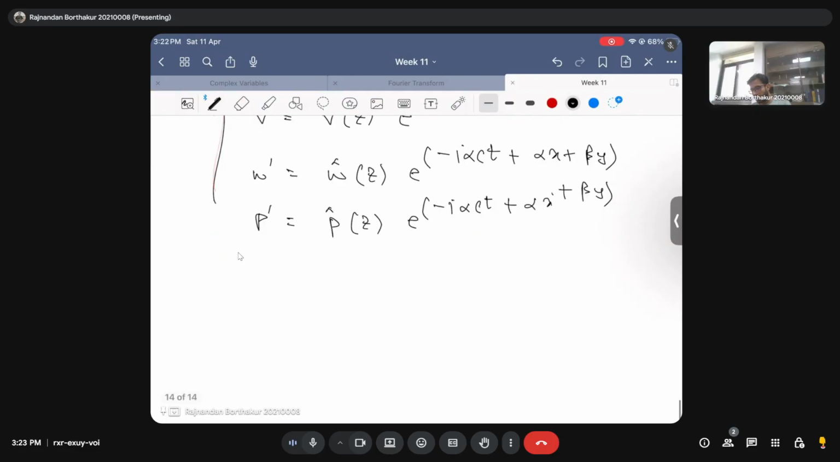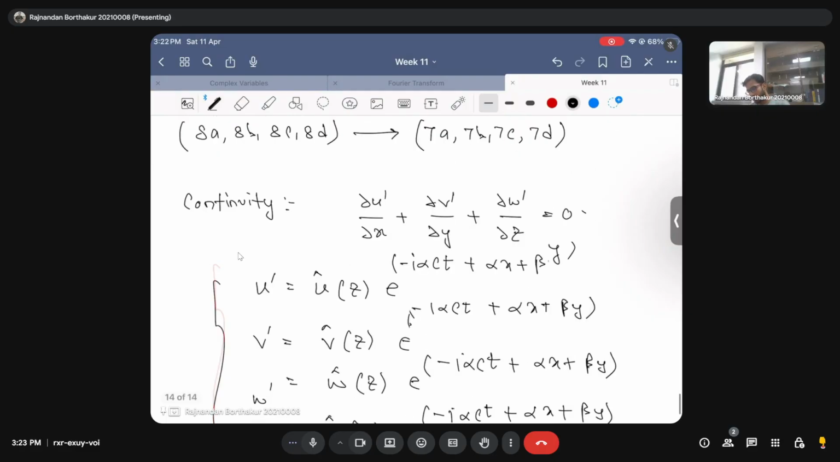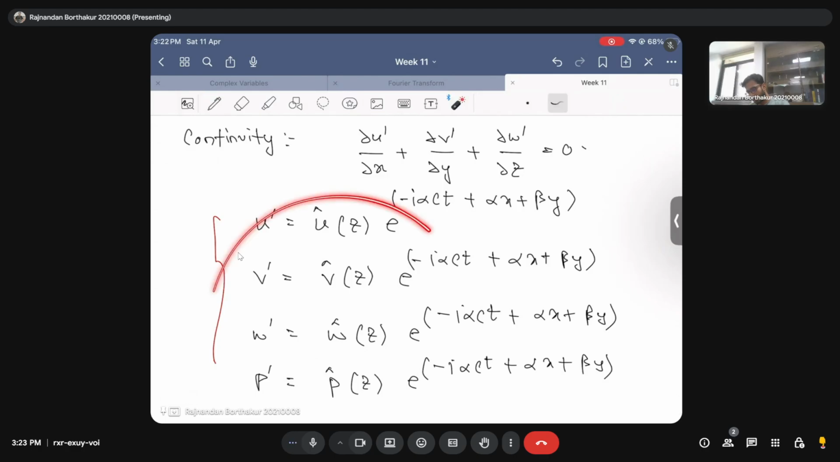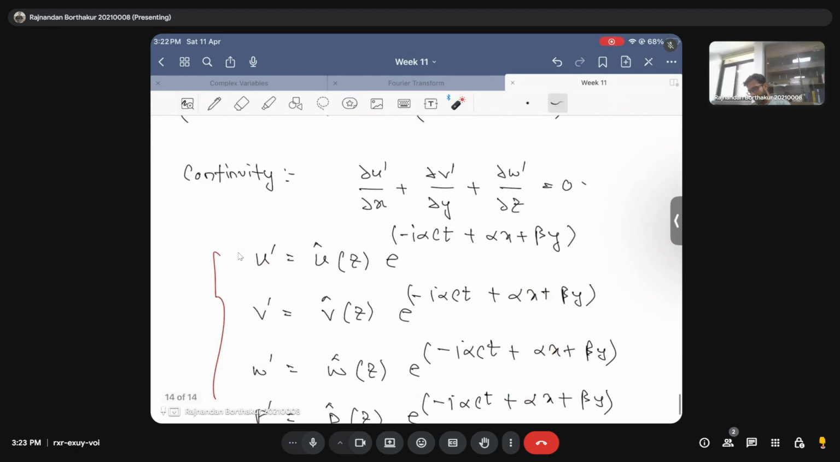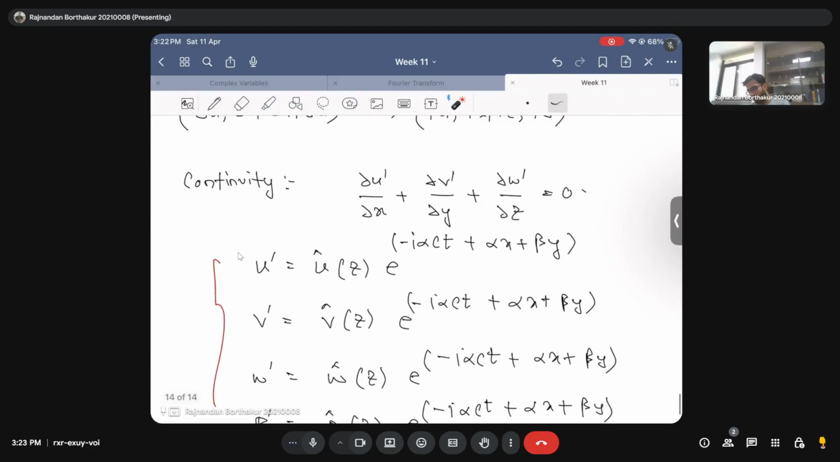Okay, so the continuity equation then looks something like this. So you just need to substitute this. I hope you understand that if u prime is this, then what is del u prime by del x? So del u prime by del x would simply be equal to alpha. Okay, sorry, it would be i alpha, I guess.